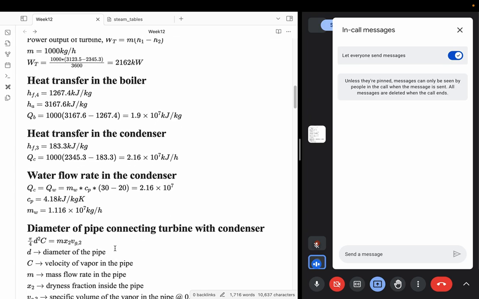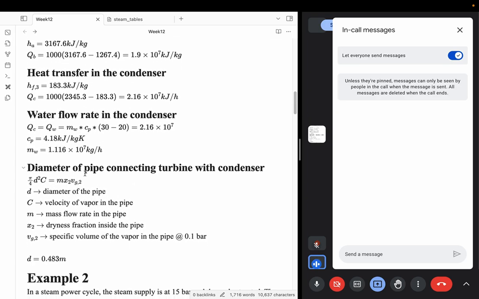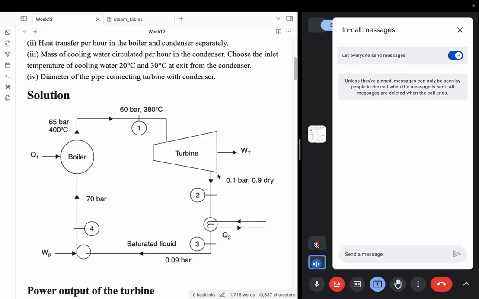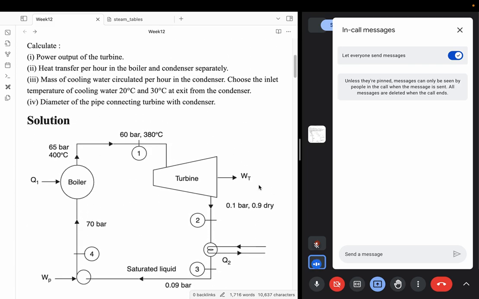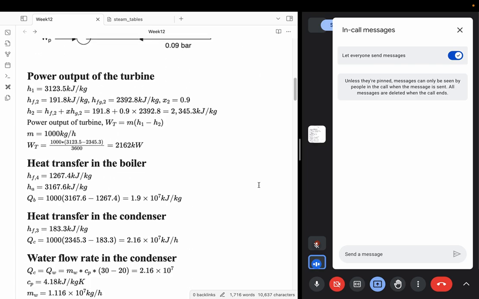The last question asks you to find the diameter of the pipe. So how do I calculate that? I equate the mass flow rates. So if you see from the turbine outlet to the condenser, here you have a dryness fraction of 0.9, which means most of it is in the vapor phase. So the pipe diameter will majorly depend on your vapor fraction. Most of the pipe volume will be because of your steam instead of the liquid, and liquid also has a very high density, so it doesn't actually occupy much of the volume.